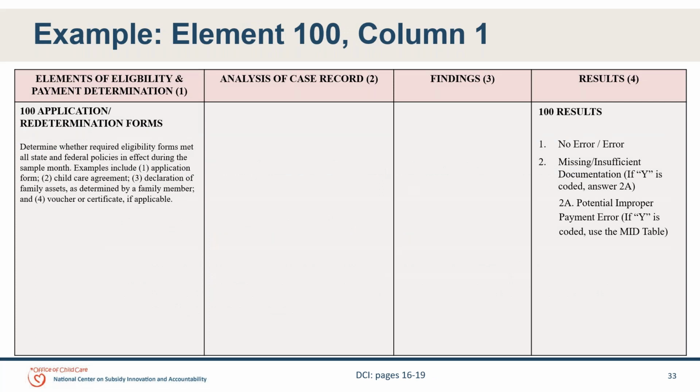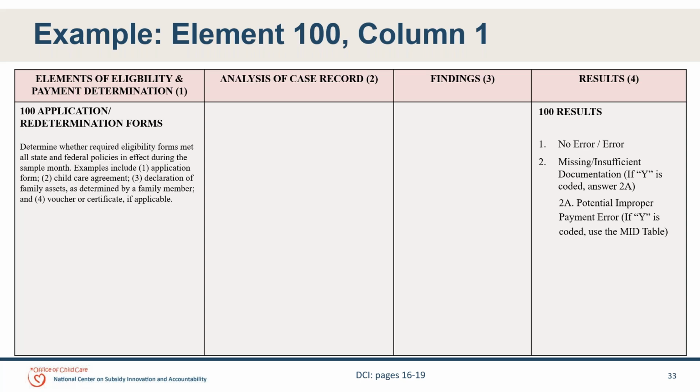Now I'm going to show some examples of customizing certain elements of the record review worksheet. I'm not going to go through every element today, but the DCI does include examples and instructions specific to each element, so you can take a look at that in your own time. And as I go through these, keep in mind that these are just examples and your own state's customizations will look different based on your own policies and your specific eligibility requirements.